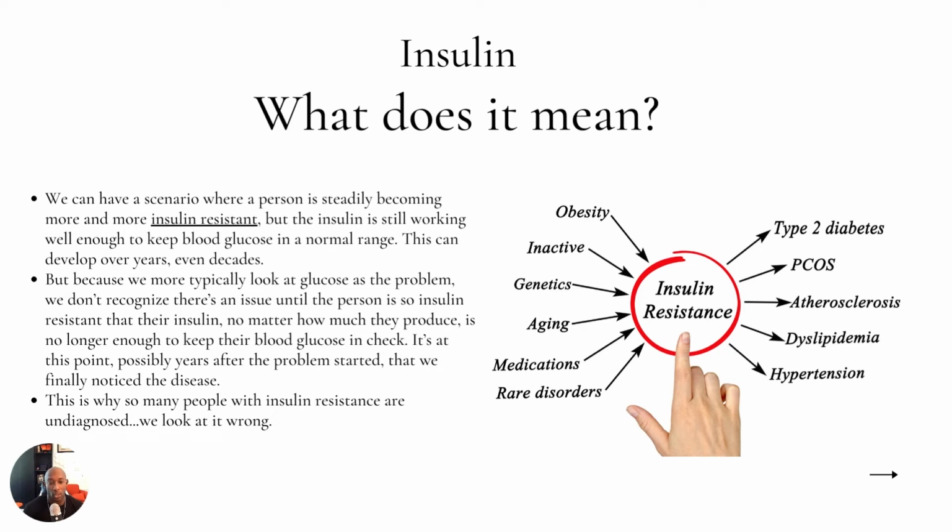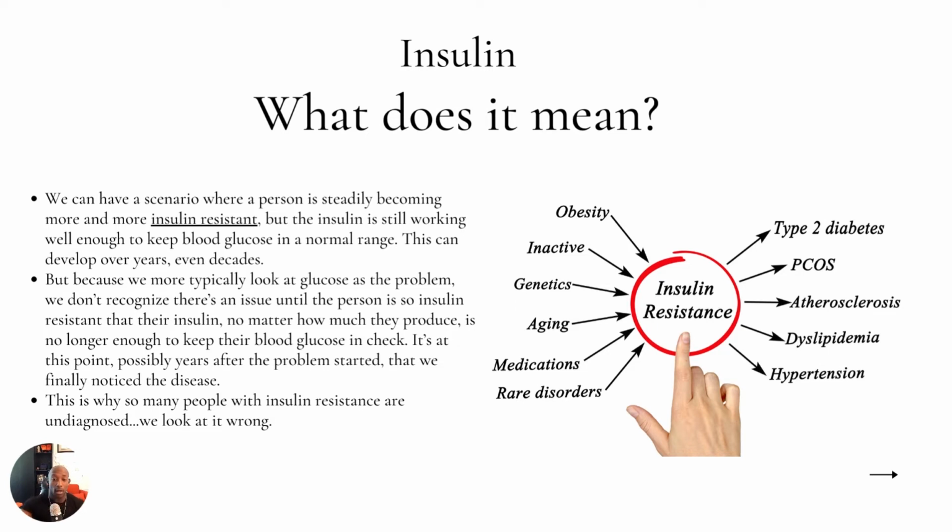And because we only look at glucose as the problem, we don't recognize that there's an issue until the person is so insulin resistant that their insulin, no matter how much they produce, is no longer enough to keep their blood glucose in check. And it's at this point, possibly years after the problem started, that we finally notice the disease, aka prediabetes and type 2 diabetes. And this is why most people that have insulin resistance are undiagnosed. We don't look at it correctly.